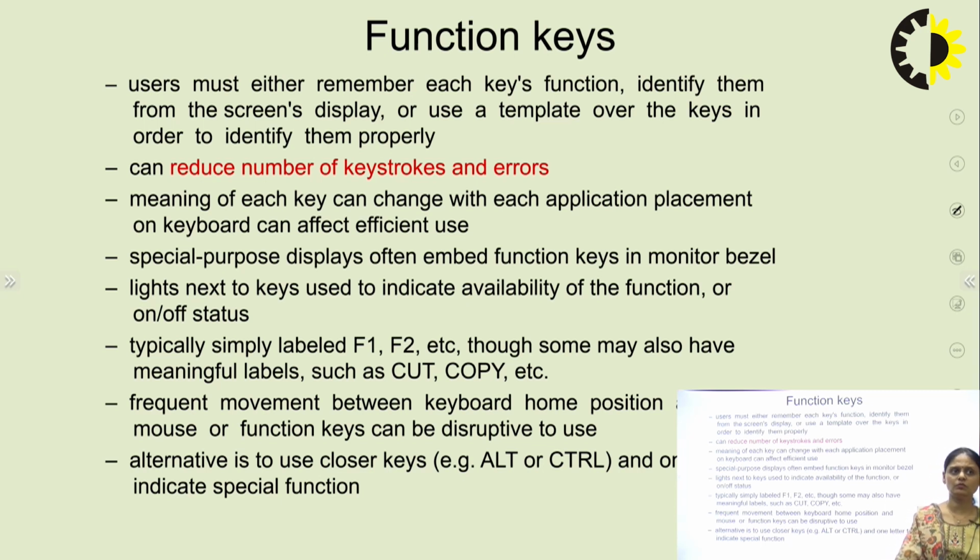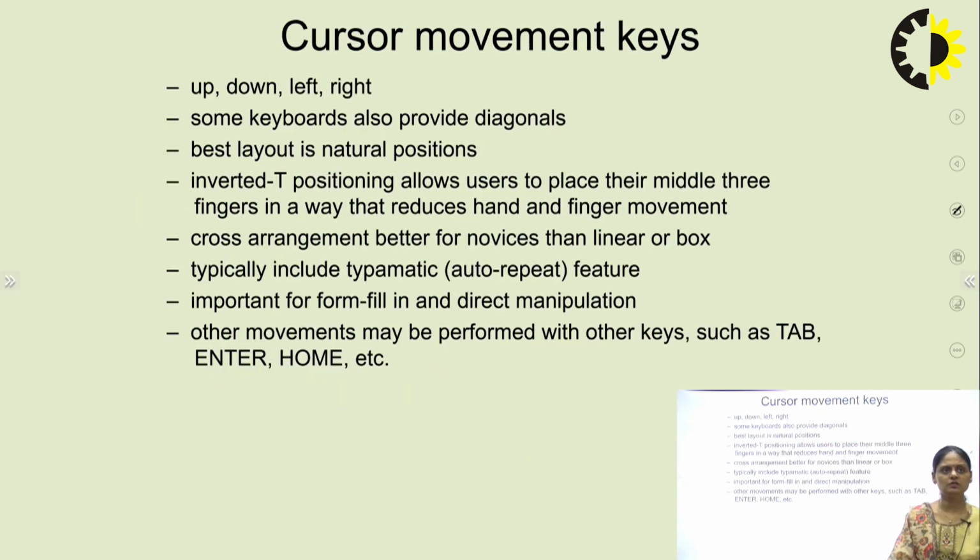Placement on the keyboard can affect efficient use. A light next to the key is used to indicate availability of the function or on or off status. Typically they are simply labeled F1, F2, etc., though some may also have meaningful labels, just like cut, copy instead of Control X and Control V. So we can label it like this also. So these are the function keys that are used. Cursor movement keys: up, down, left, right.